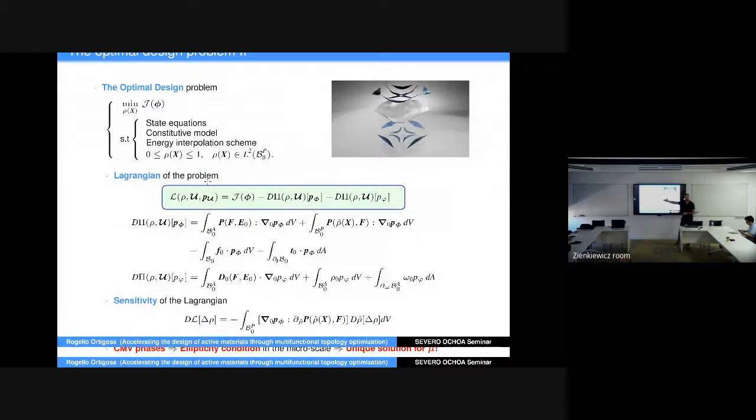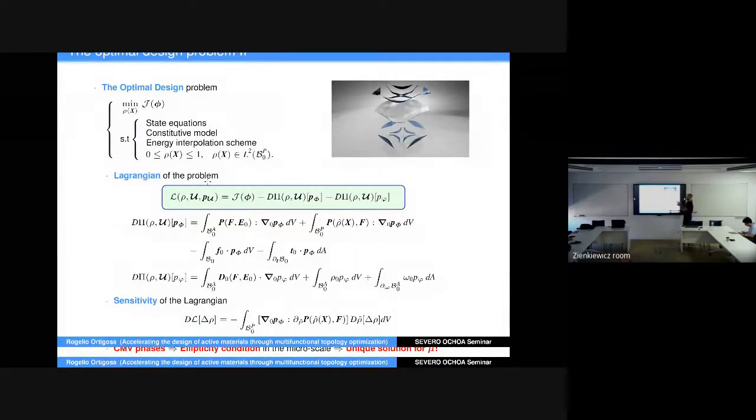This is just mathematical details, but the objective is what I wanted you to have clear. I want to get shape morphing configurations by designing the stiffeners. Typically, you need to minimize an objective function, which would be the distance between my deformed configuration and the target configuration. And then this is going to be constrained by PDE constraints. What PDE constraints? Well, the equations I represented before, the two PDEs. And then constrained also to the energy interpolation scheme and to upper and lower bounds for the density field.